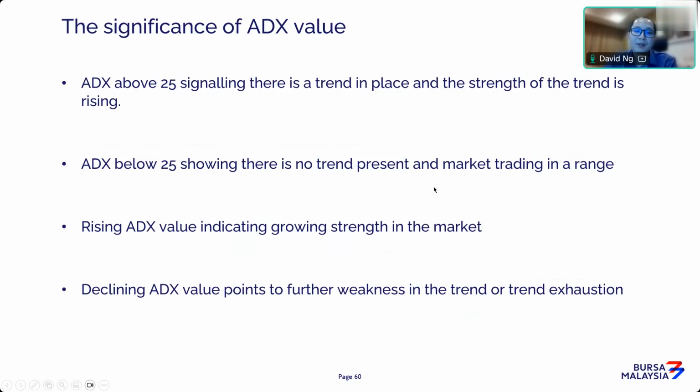So ADX is based on a value. The common rule of thumb is that any ADX value above 25 is telling you there's a trend. Anything below 25 is telling you there's no trend in the market. When there's no trend in the market, you shouldn't be using trend trading tools or strategies. In a sideways market, you should be using mean reversion or other strategies. So keep that in mind. Anything above 25 is telling you there's a trend.